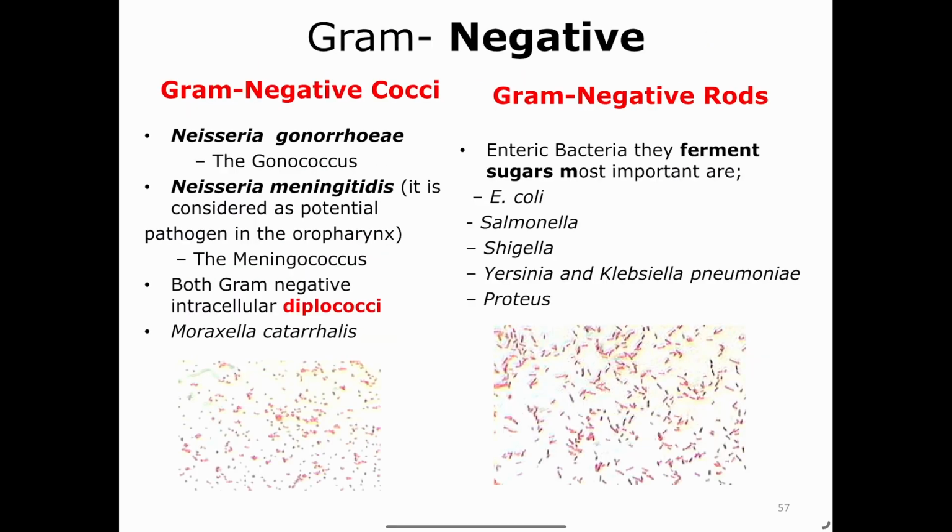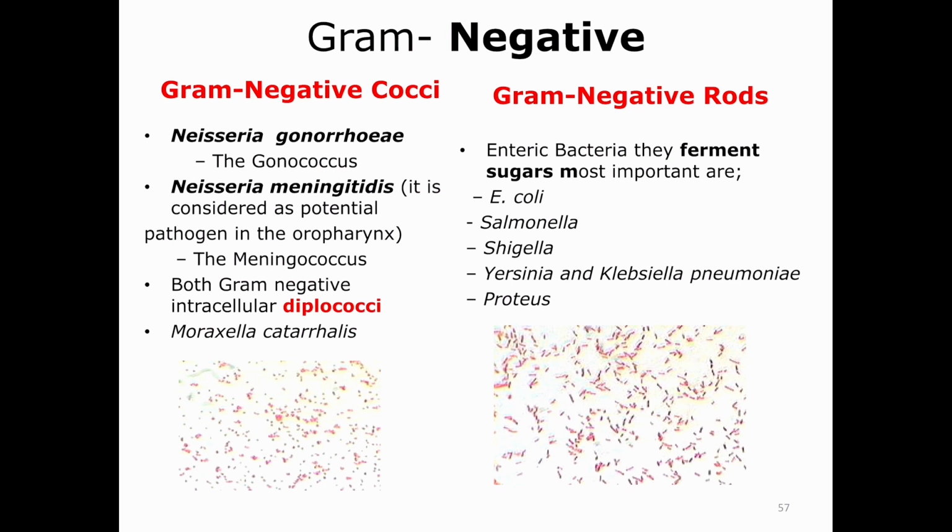Now, on the gram negatives, we have gram-negative cocci as well as gram-negative rods. Common examples of gram-negative cocci, we have Neisseria gonorrhoeae, which causes gonorrhea in people. And so it is a gonococcus. Then we also have Neisseria meningitidis, and this is considered a potential pathogen in the oropharynx, and it causes meningitis. So the meningococcus is the one which causes cerebrospinal meningitis.